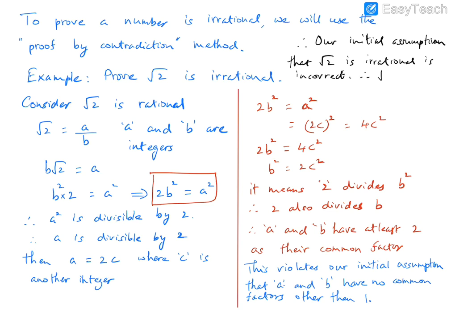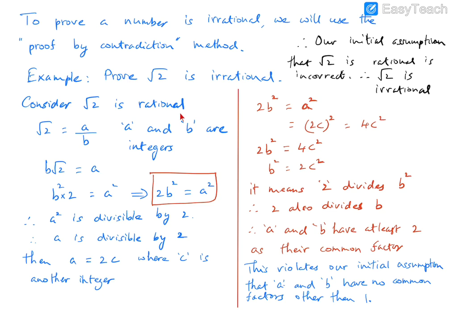So therefore, our initial assumption is incorrect. We initially assumed that root 2 is rational, but that assumption is incorrect. So therefore root 2 is irrational. This is what we call the method of contradiction, proving by contradiction.